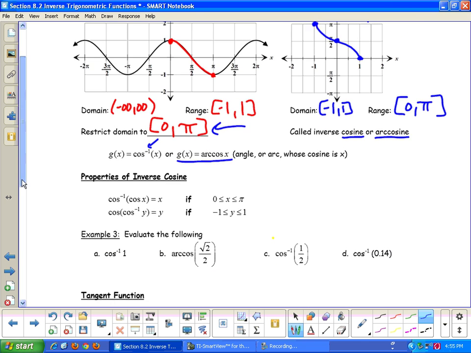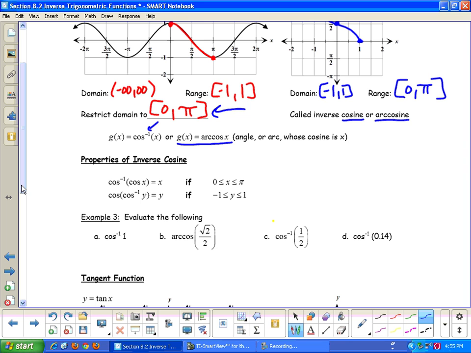So we have properties for the arc cosine as well, which are kind of like the sine properties. The cosine inverse of the cosine of x is a true property only if your values of x are in between 0 and pi. And the other statement is true only if your values of y are in between negative 1 and 1. So it's similar to the sine one that we just did.